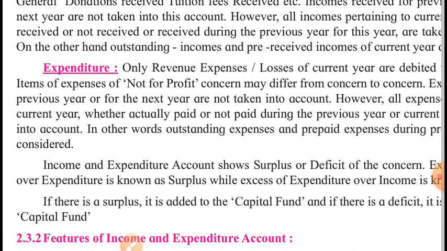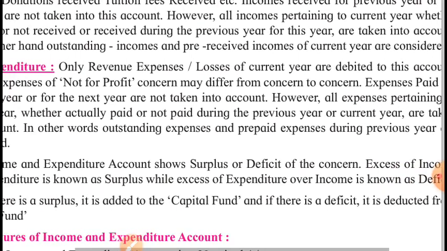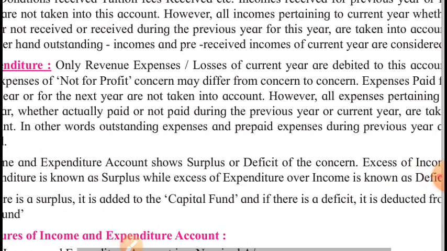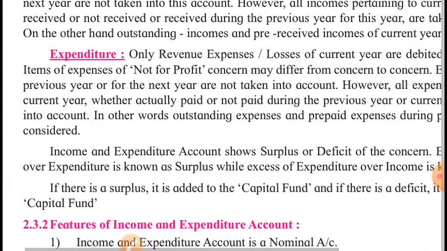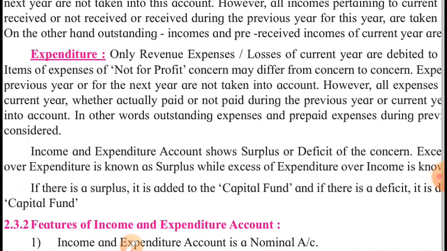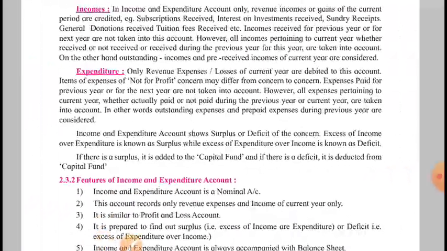Means in this year we may pay for the previous year or we may pay for the next year. Even if we have paid in this year but not for this year, then such an item will not be shown in the income and expenditure account of this year. In other words, outstanding expenses and prepaid expenses during the previous year are considered. If in the last year some expenses were made for the current year, then those expenses will be shown in the current year's income and expenditure account.